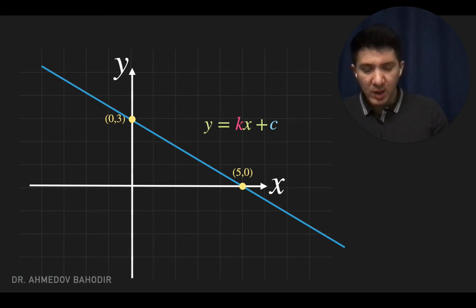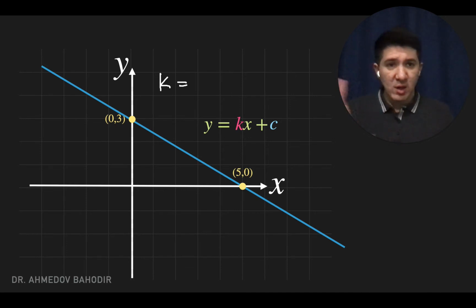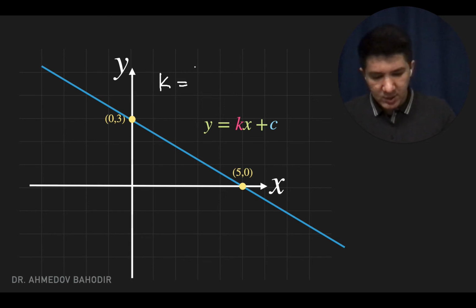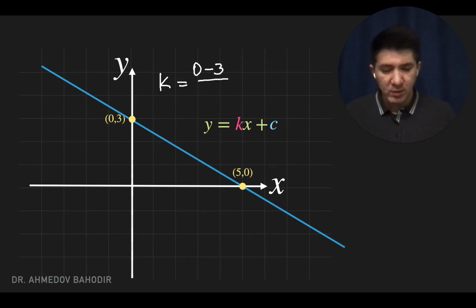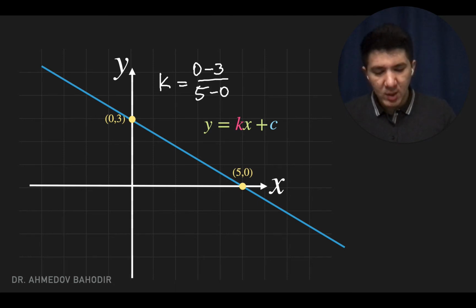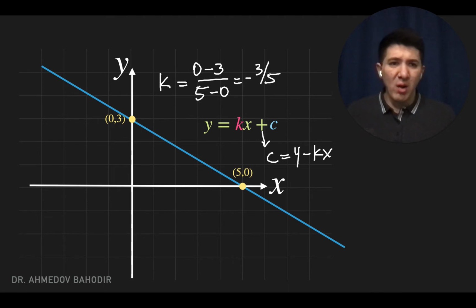So the slope of the line is going to be, I'm going to write this here, the difference of the y coordinates of these points, 0 minus 3, divided by the difference of the x coordinates of these 2 points, 5 minus 0. It's going to be minus 3 over 5. Then we can find the c from this equation, right? So the c is going to be equal to y minus kx. We know all of these ingredients.